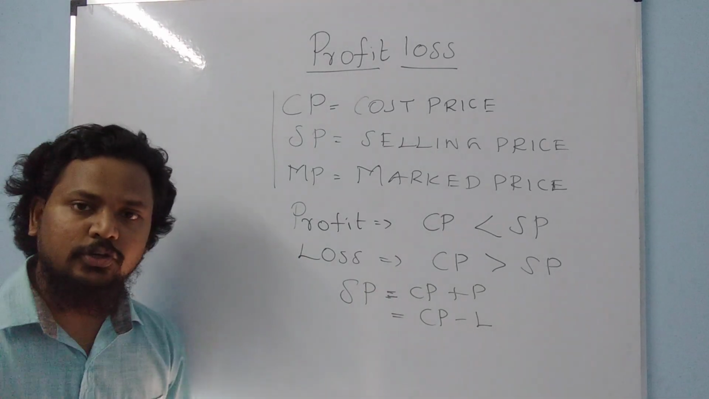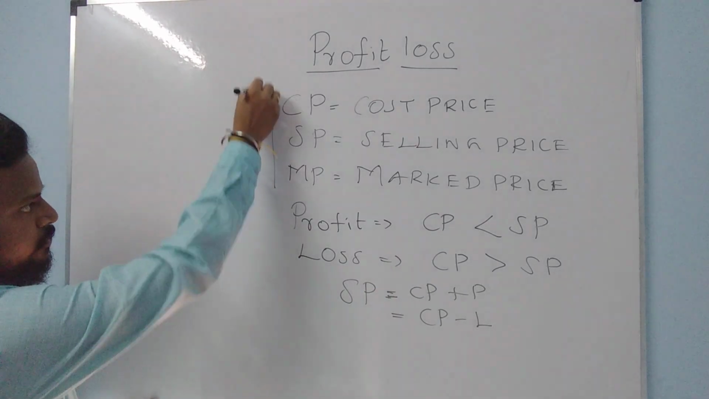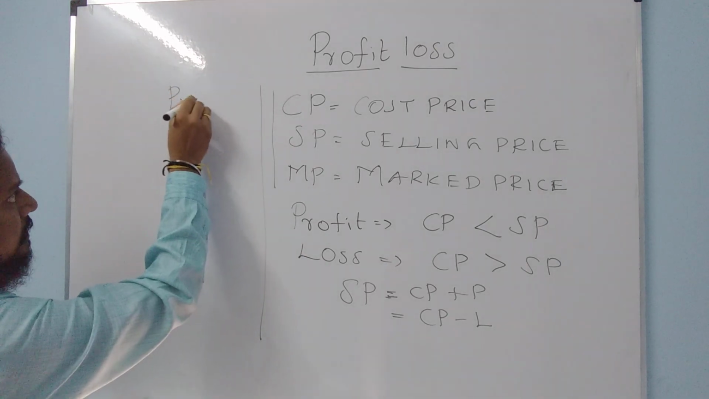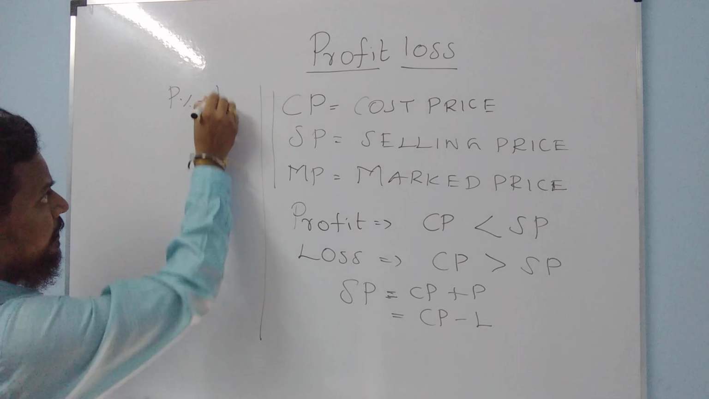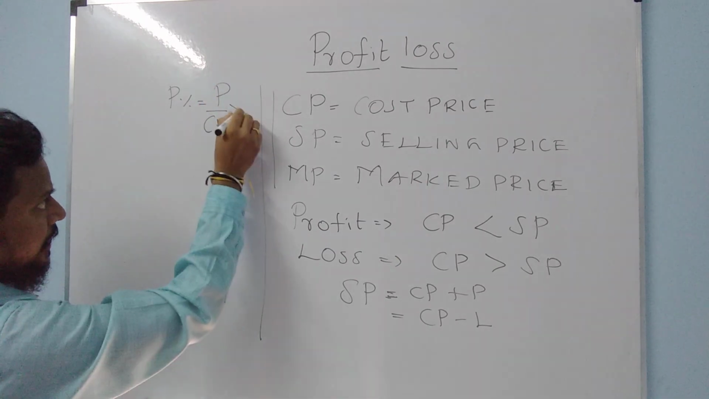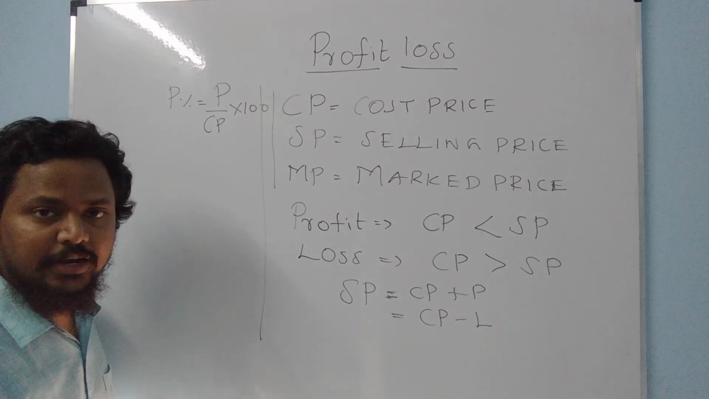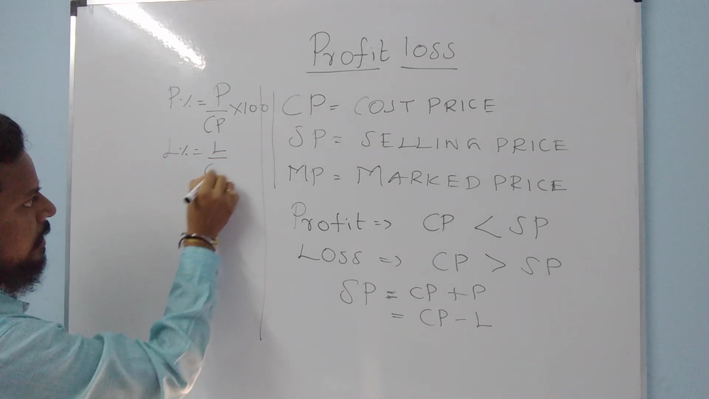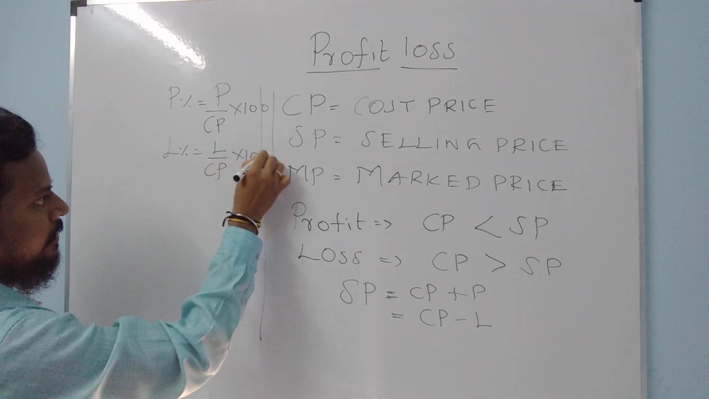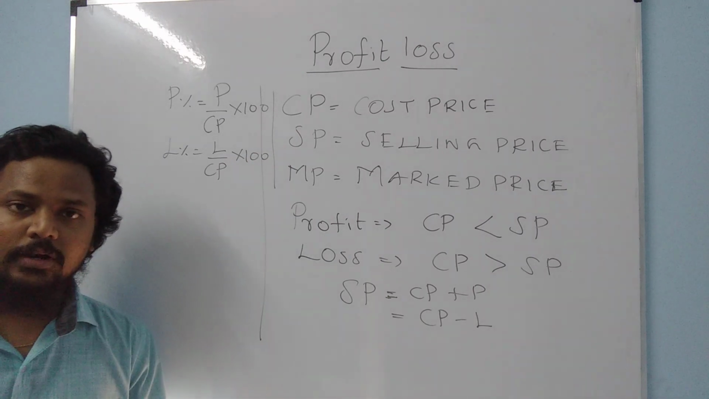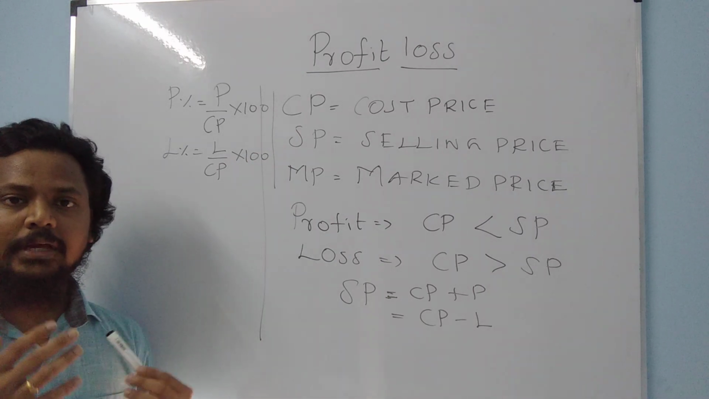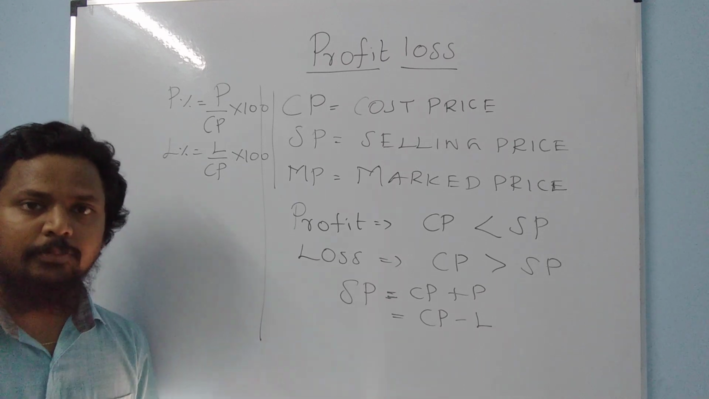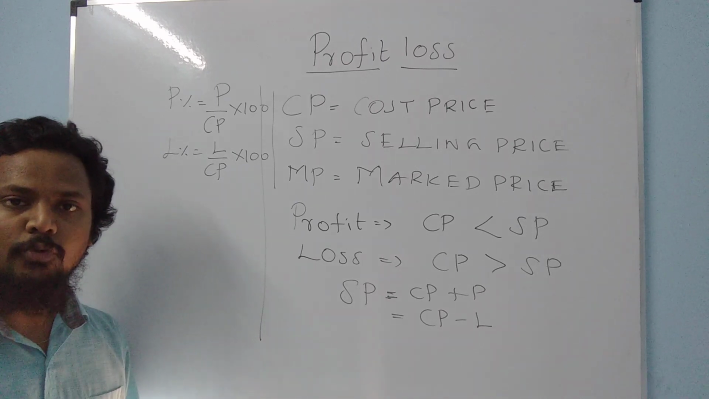Based on this, we should know how to calculate profit percentage also. Profit percent is profit amount upon CP into 100. This is how we have to calculate profit percent. Similarly, loss percent is loss amount upon cost price into 100. So these are the basics for anyone to solve a general profit and loss problem. Let's see some problems to understand these concepts more clearly.